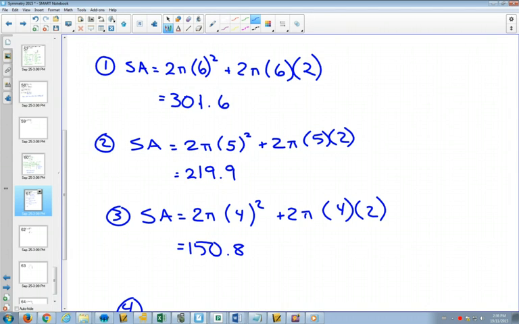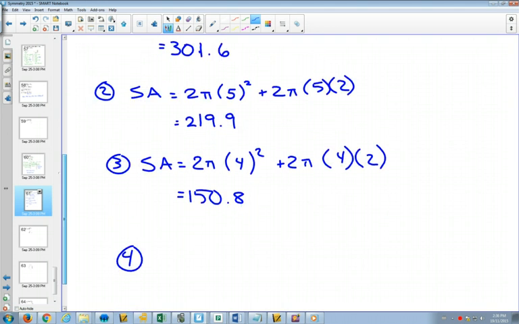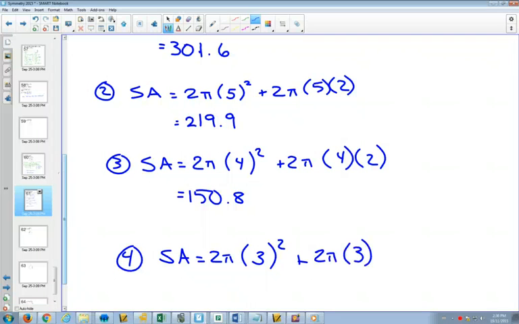Yes. And finally, for the fourth one, the smallest one, what is the radius on the smallest one? Perfect. So it's 3.